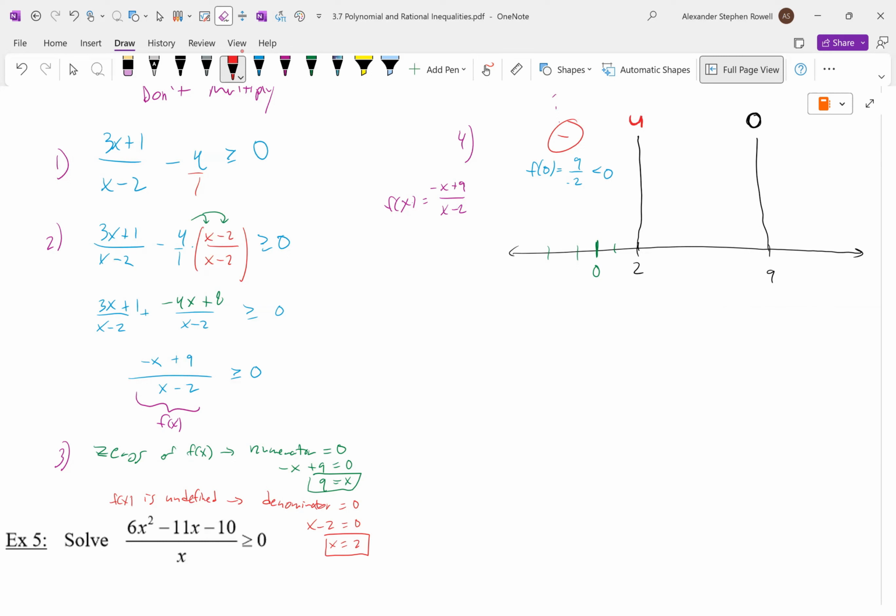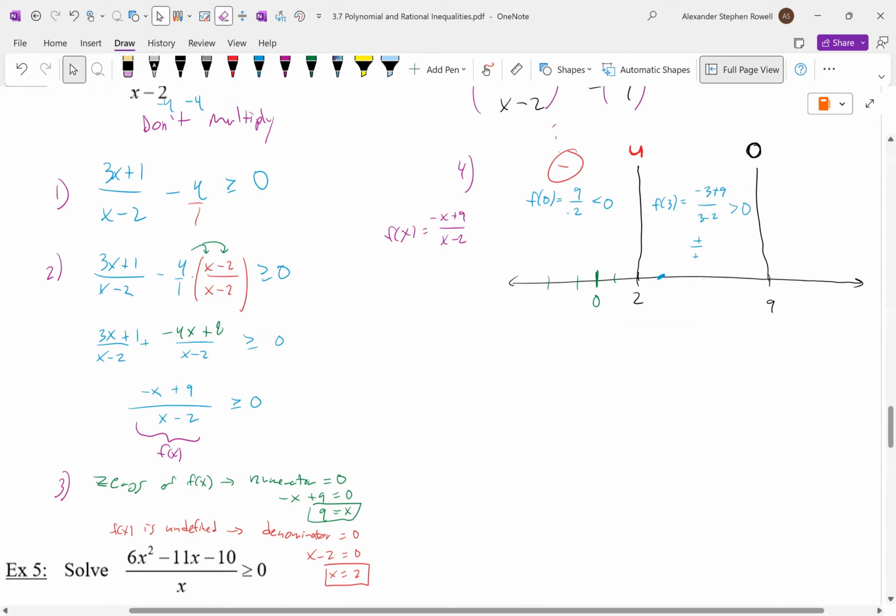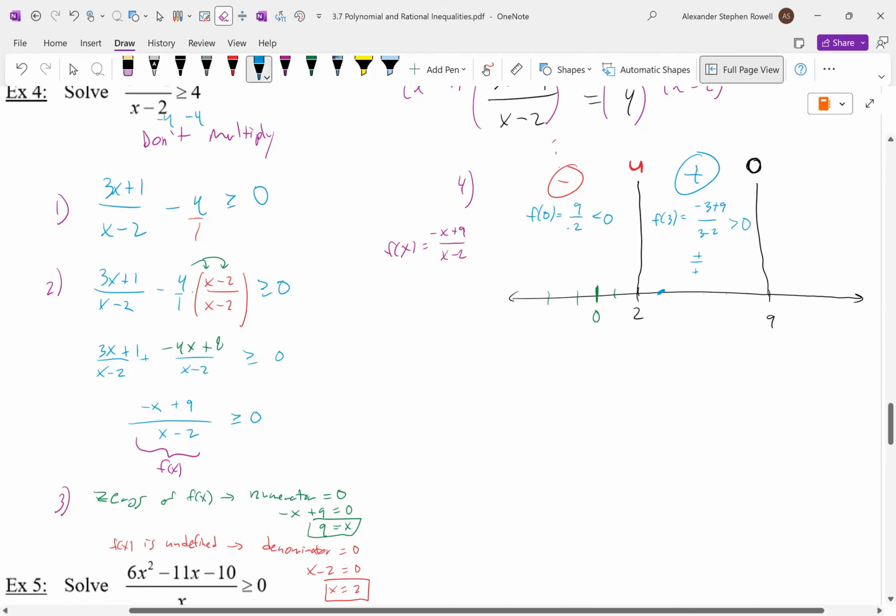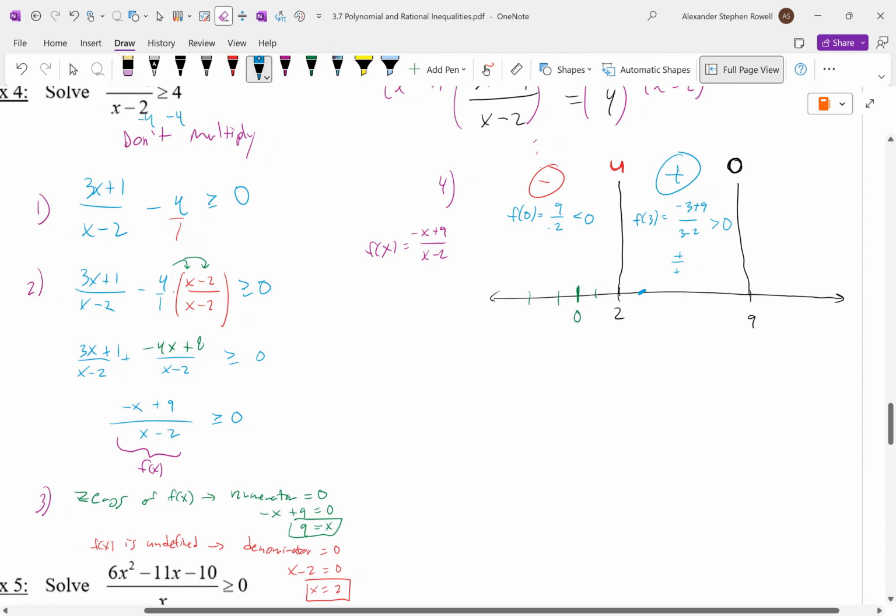All right, let's try the next interval. What's your favorite number between 2 and 9? Sure, let's plug in 3. So then we get negative 3 plus 9 over 3 minus 2. The point is, I get a positive divided by a positive, which is positive for every point in between. We plugged in 3, but we know every point in between will be the same. So this interval is positive.